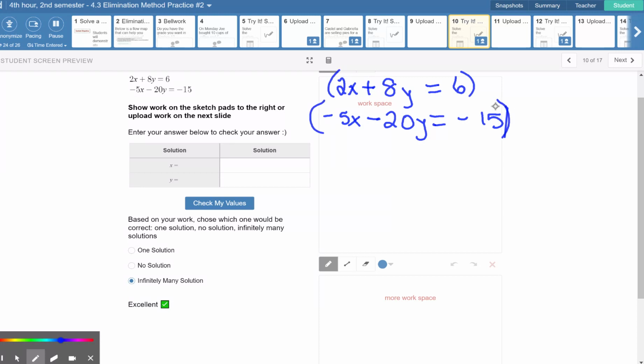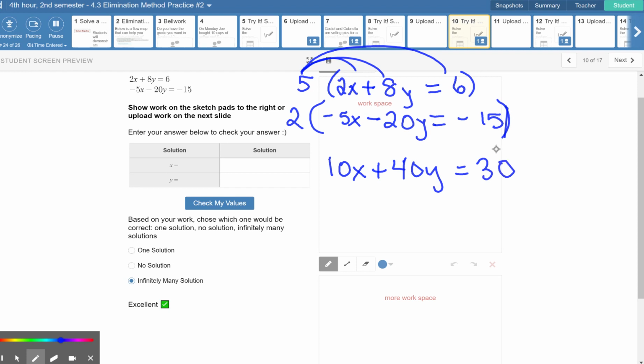Now let's multiply. I'm going to make the negative 5 opposite and keep the 2. And then we're going to just distribute. So then we have 10x plus the 40y equals 30. Then we have negative 10x minus 40y equals negative 30. Now, magic is going to happen here.